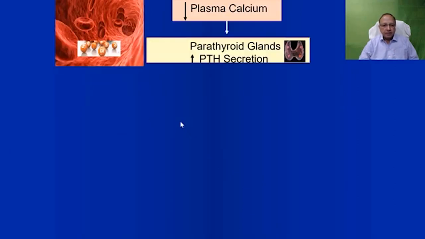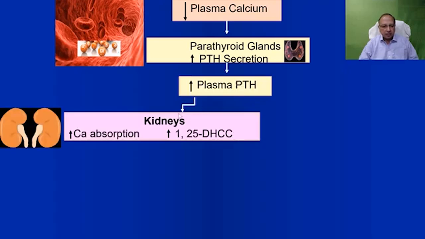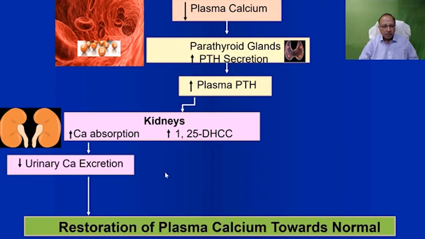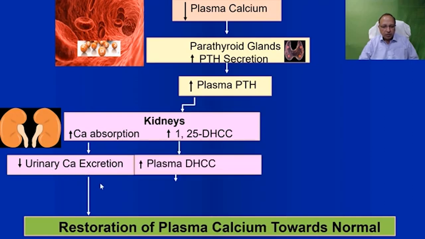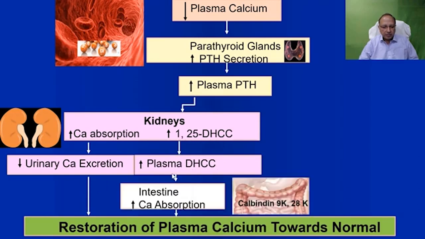So a decrease in plasma calcium will cause increased stimulation of the release of parathormone from the parathyroid gland. The parathormone level increases, and in the kidney this causes an increase in calcium absorption. It will also cause an increase in the activation of 1,25-dihydroxycholecalciferol. Increased calcium absorption will cause hypocalciuria, or decreased calcium loss in the urine. And the increased activation of vitamin D will cause increased absorption of calcium primarily from the GIT, the gastrointestinal tract.